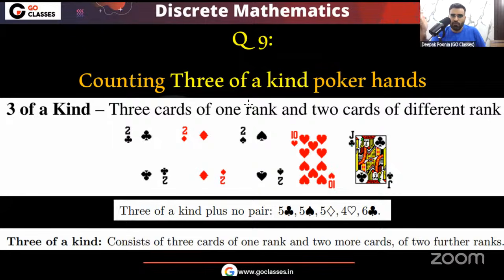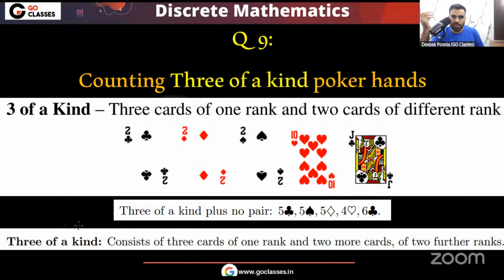4 of a kind we have already calculated in the previous question. The previous question was about 4 of a kind. This question is about 3 of a kind. 3 of a kind means you must have 3 cards of the same value, and then you must have two different value cards, and for those two cards the value must be different from this value. So you must have 3 of a kind, there should be no pair, and you should not have any 4 of a kind.